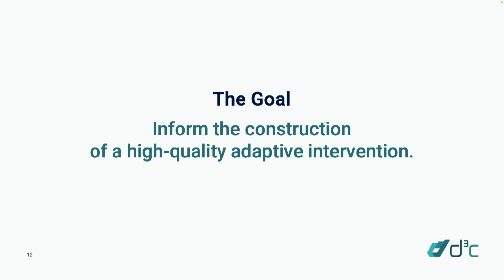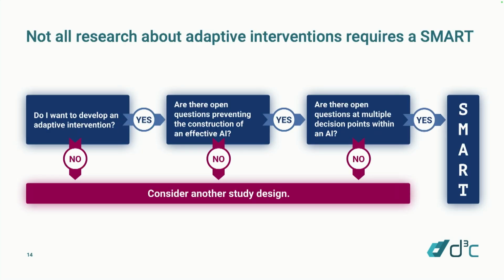So what's the goal of a SMART? The goal of a SMART is to inform the construction of a high-quality adaptive intervention. This is basically the sentence that says you're an optimizer without using fancy jargon. Because trust me when I tell you that this is not the goal of an evaluator. The goal of an evaluator is to decide whether the thing works. All right? So not all research about adaptive interventions requires a SMART.